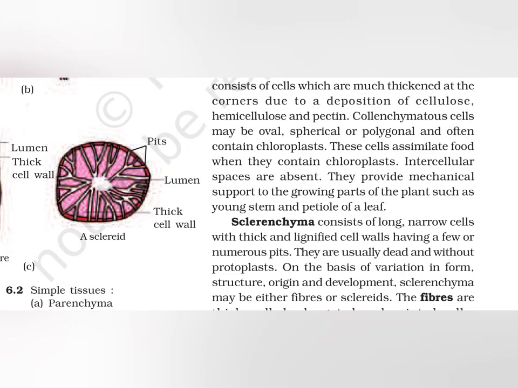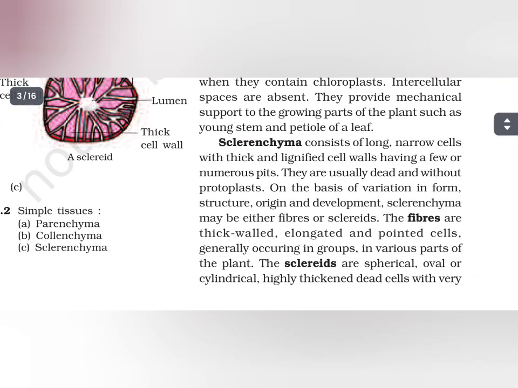They provide mechanical support to the growing parts of the plant such as young stem and petiole of a leaf. Sclerenchyma consists of long, narrow cells with thick and lignified cell walls having a few or numerous pits. They are usually dead and without protoplast. On the basis of variation in form, structure, origin, and development, sclerenchyma may be either fibers or sclereids. The fibers are thick-walled, elongated, and pointed cells, generally occurring in groups in various parts of the plant.